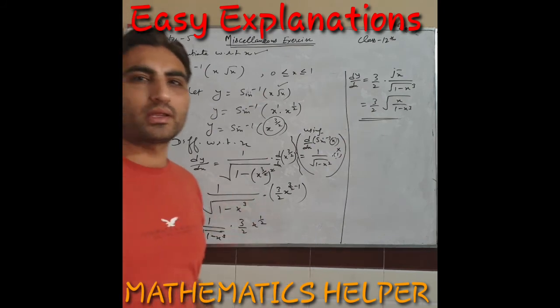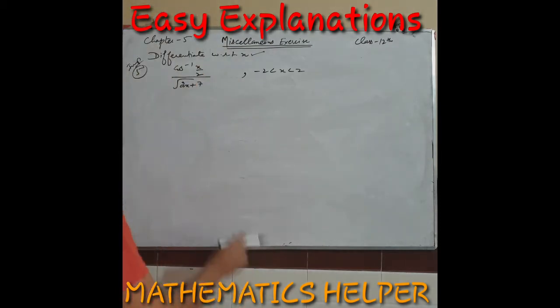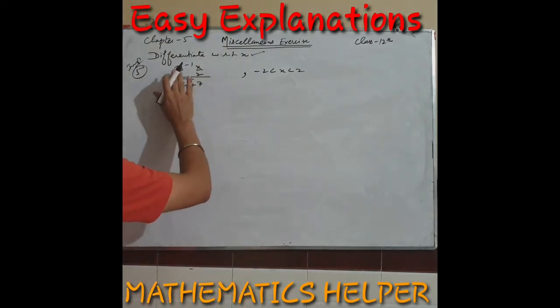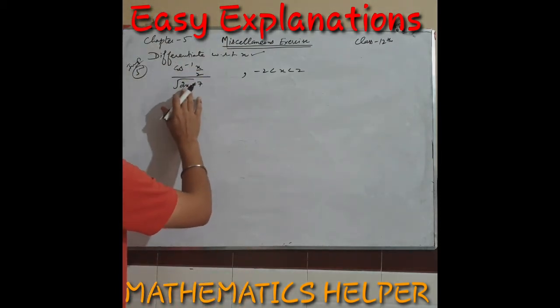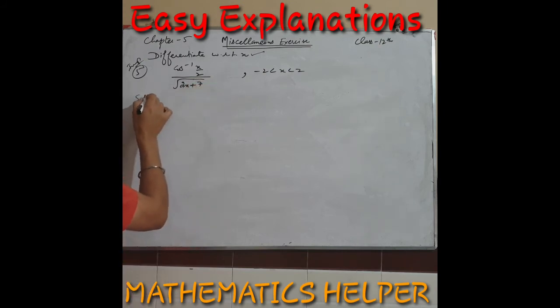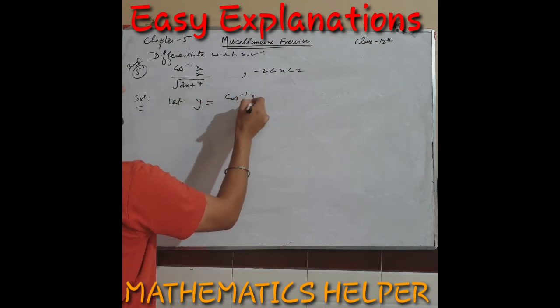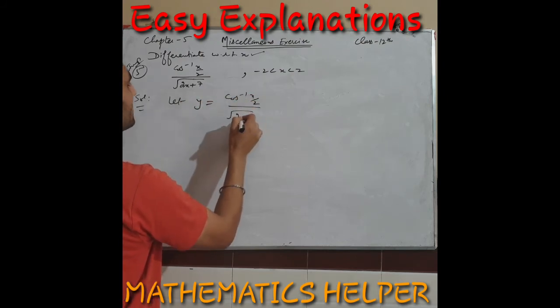See next what is given in question number 5. Students, the next question, number 5, is an important question for you. cos inverse of x over 2 over square root of 2x plus 7. Let's start its solution by writing, let y equal to this value, cos inverse of x over 2 over 2x plus 7.